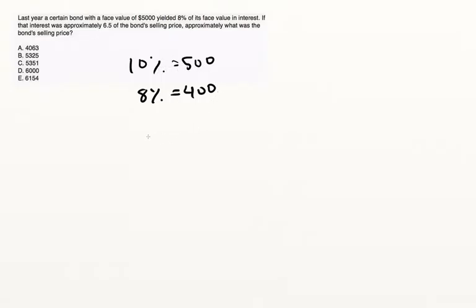So basically, if 8% is 400 and we know that the interest is equal to 6.5%, and always write over 100 when you're dealing with percents on GMAT. That's just the way that they expect you to write them, and you're going to get in trouble if you start using the percent sign. 6.5 divided by 100 times X, which is our bond selling price.